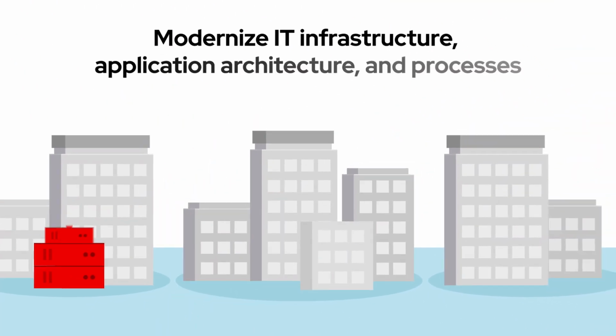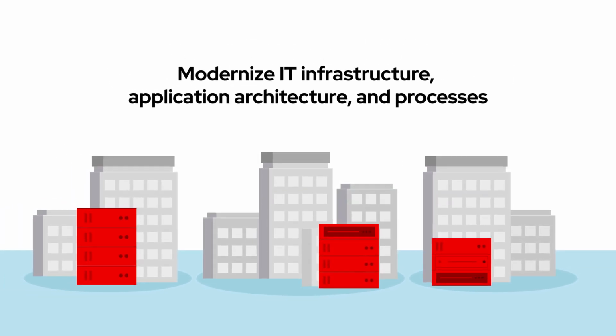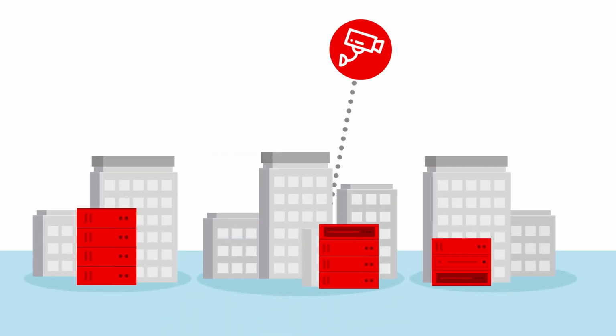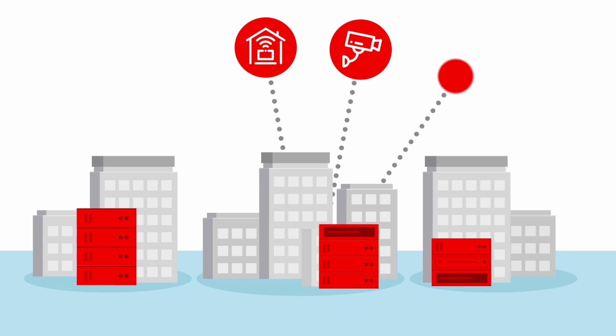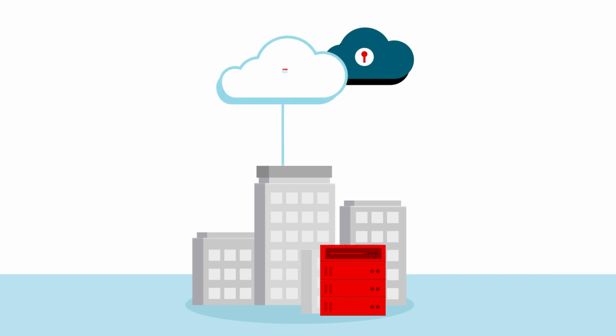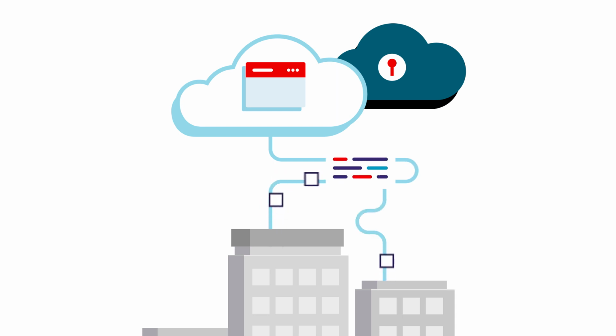Red Hat solutions can modernize IT infrastructure, application architecture, and processes to allow state and local governments to better protect people and property. Using IoT data from cameras and sensors can increase situational awareness and help with smart city initiatives. By modernizing applications to make them cloud-native, public safety agencies can add new features and integrate new data sources in days or weeks, not months or years.